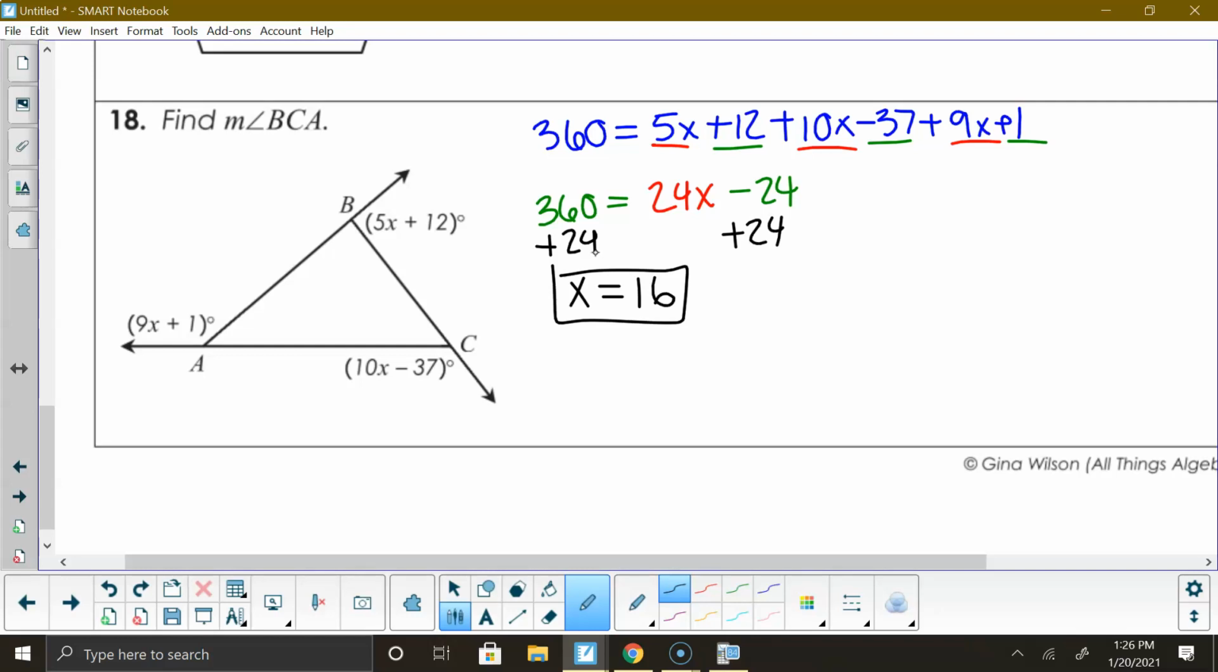Alright, so I know x is 16, but I really need to figure out what BCA is. So BCA, that's right here. It is an interior angle. So, can I plug in the 16 right here? And I would get 160 minus 37, or 123. So that's this one. If that one's 123 on the outside, what's that interior one gotta be? Math? 57. You're done.